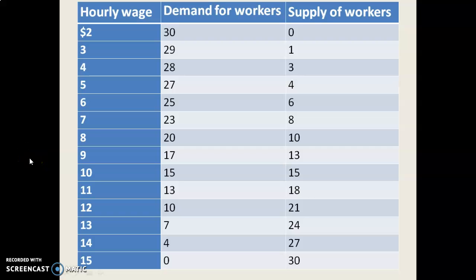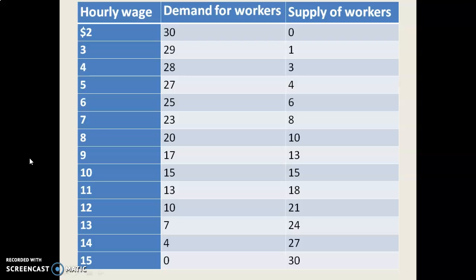Hello, economics students. I want to start our lesson today by looking at this table. What you see here are hourly wages that could be offered for a manual labor, unskilled type job, the demand for workers at each wage that's being offered, and the supply of workers at each wage that would be offered. So when we're looking at the demand for workers, that is referring to the number of workers that would be hired by an employer at the particular wage that is shown.